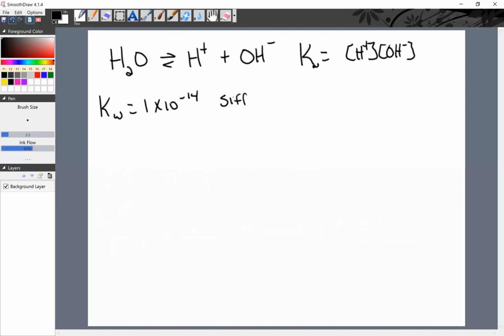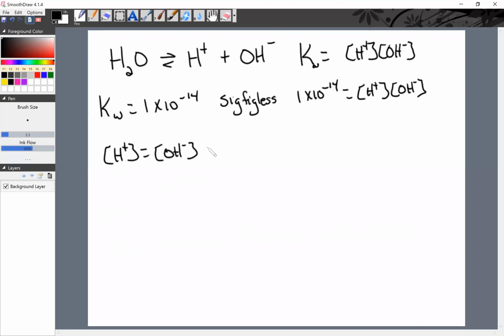Well, I'm having a hard time spelling today, aren't I? So you can put 1.000 as many as you need. Oh, look at this. So 1 times 10 to the minus 14th is equal to the proton concentration times the hydroxide concentration. If it's at perfect equilibrium, the proton would be the same as the hydroxide, and that would be 1 times 10 to the minus 7th molar, as long as they were equal. And so water is a very unique thing because it's going to give us this Kw constant, and it's going to give us something called pH and pOH, but that is for a different lecture.